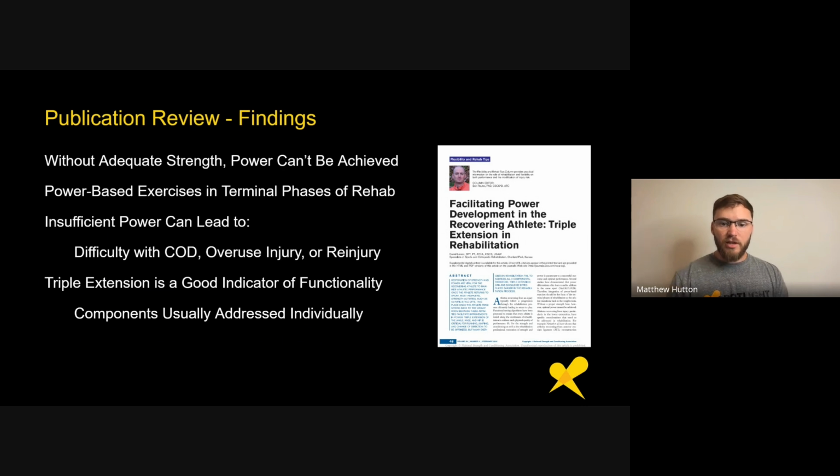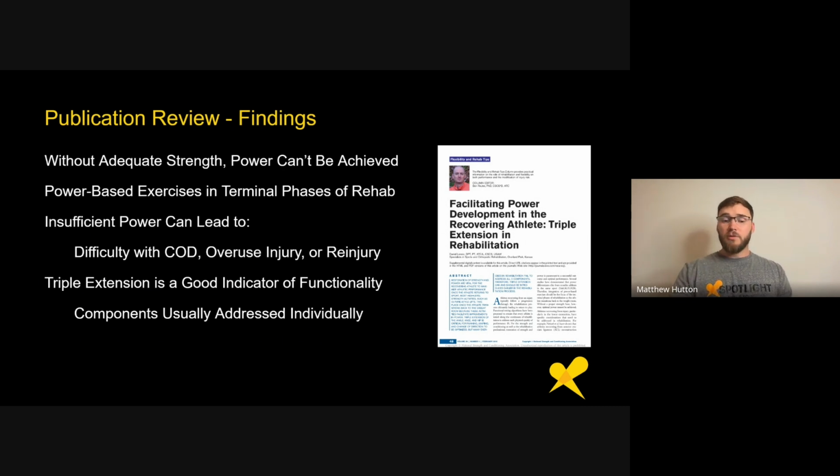Triple extension is a good indicator of functionality. And so again, he was making the argument that the components usually get addressed individually. So you're doing things like a calf raise and you're saying, okay, they've got good ankle plantar flexion, or they've got a good calf raise, whether that's strength or form. But they're probably missing the bigger picture of doing things like hop testing, jump testing, Olympic gym testing, anything where you're getting more compound in nature than isolation type exercises.